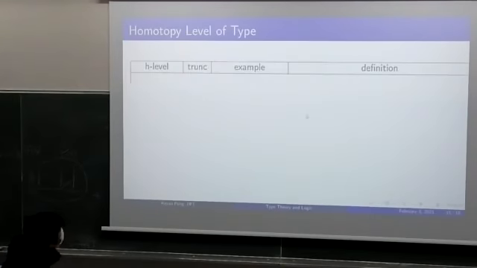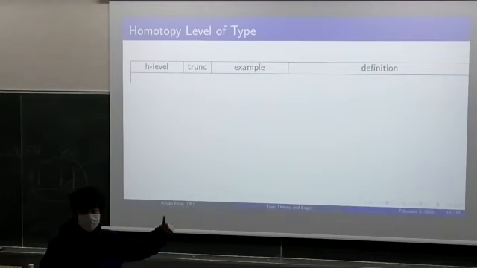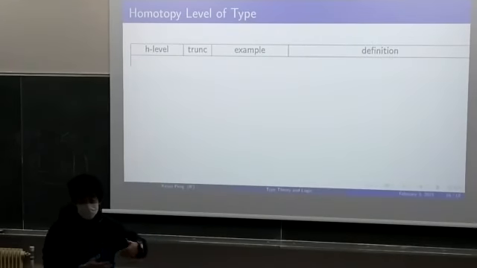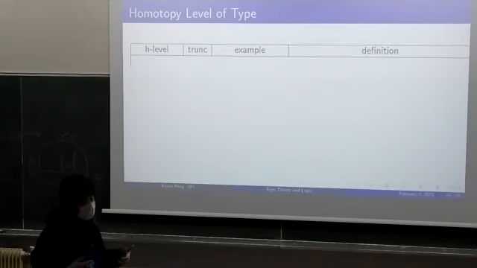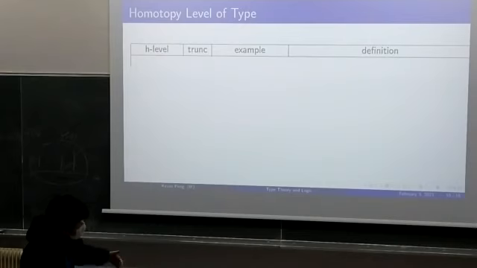So another topic I want to talk about is the hierarchy or level of types. As we mentioned, the proposition is only a type with one or no element, at most one element. So we may notice that there are some ways to distinguish different types.